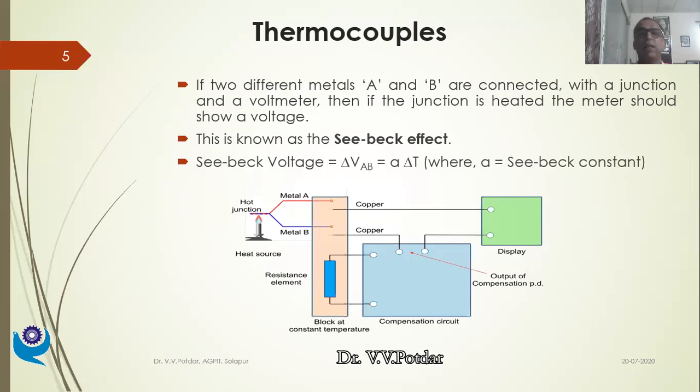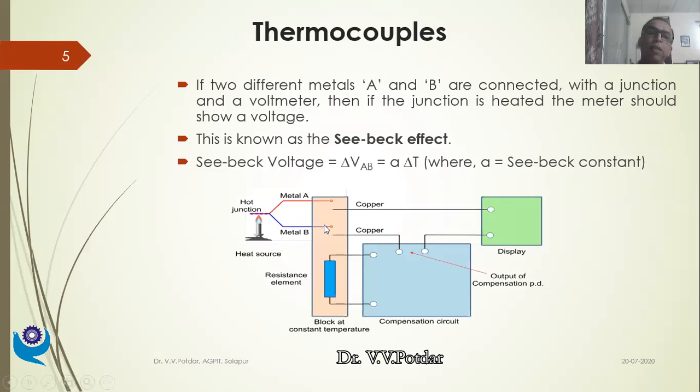This is known as the Seebeck effect. So this dissimilar metal pair, one subjected to a hot source and the other at some reference temperature. These are the two junctions: the hot junction, and we call this the cold junction or reference junction.